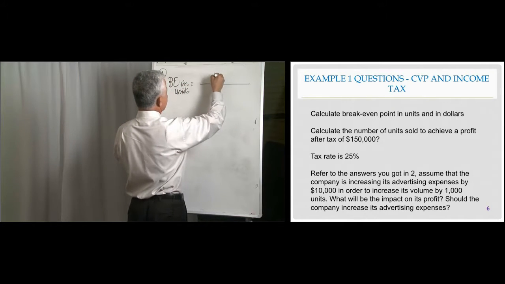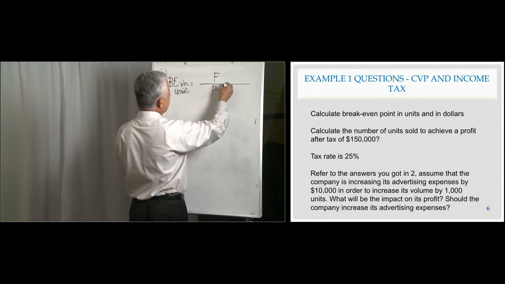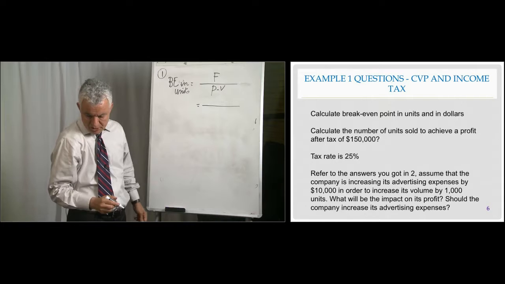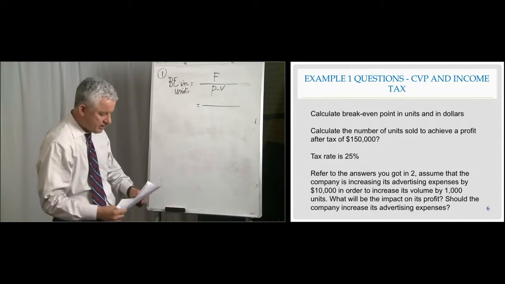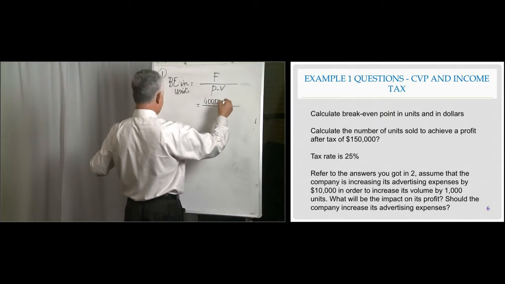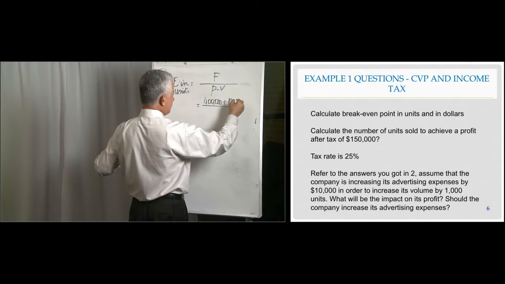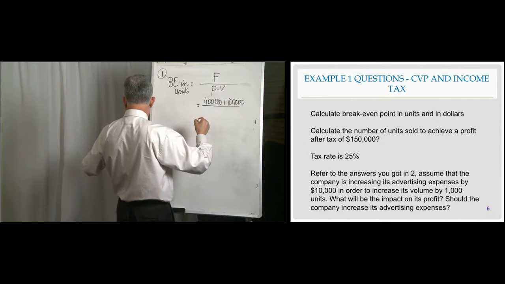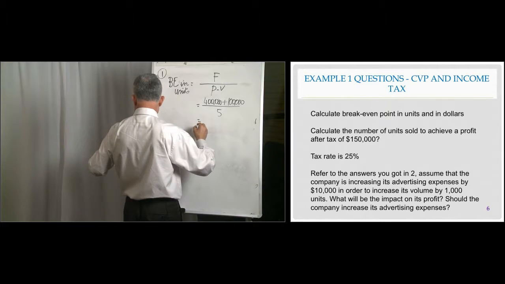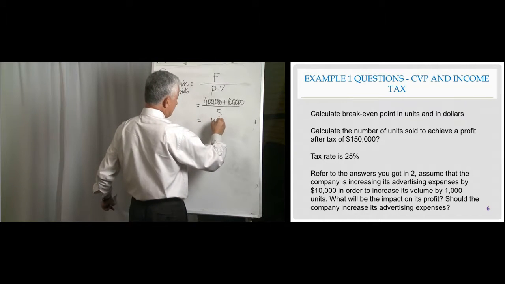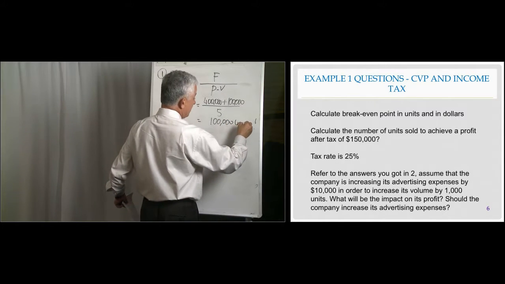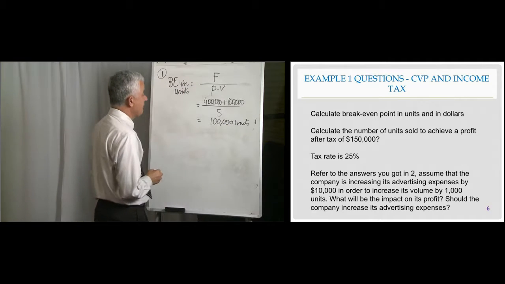It's the fixed cost. We know the formula now. Divide by P minus V, which is the unit contribution margin. The fixed cost is 400,000 plus 100,000. We divide that by P minus V, which is 5, and we get 100,000 units. So we need 100,000 units to break even.